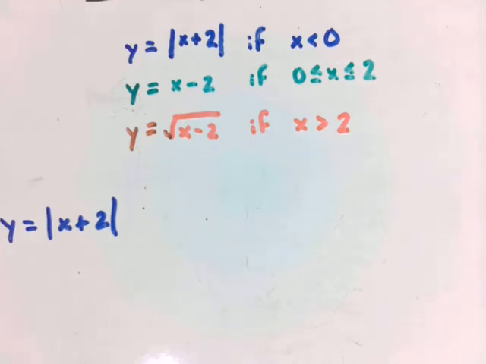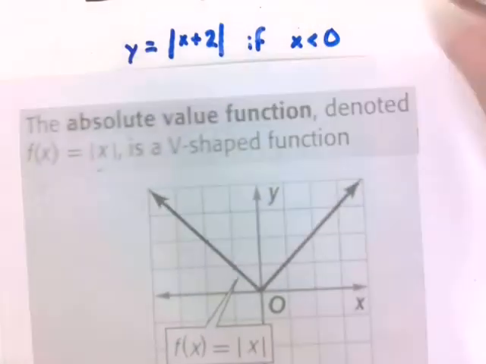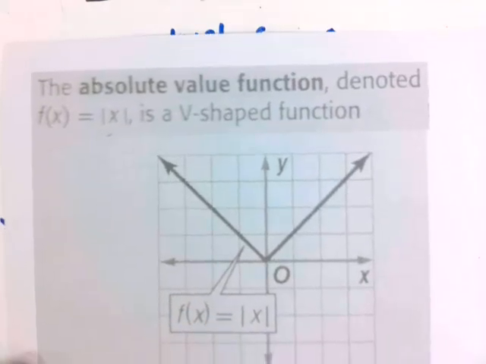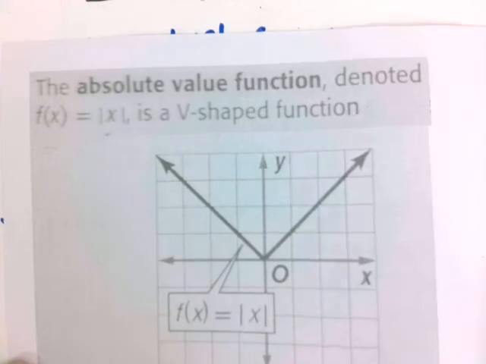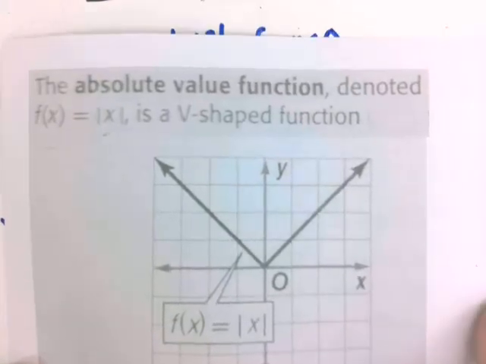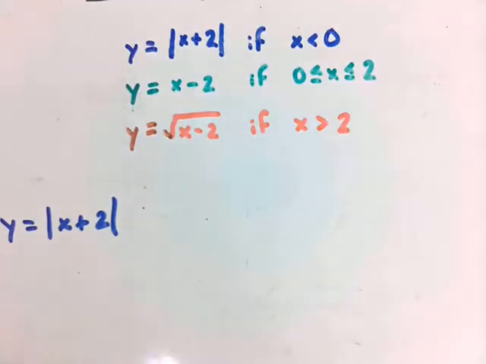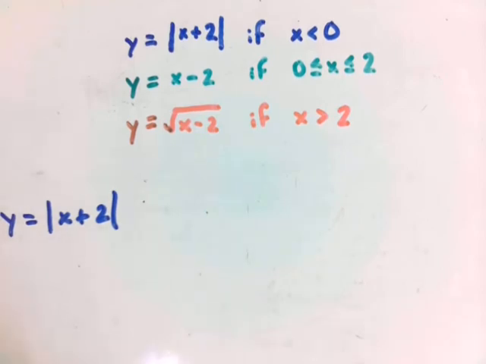Our absolute value parent function is a V-shaped graph. And as a quick reminder, it looks like that. So the vertex is at 0, 0, and then the left and the right sides are straight to give us that V-shaped graph. That's what the parent function tells us, and its vertex is at 0, 0.